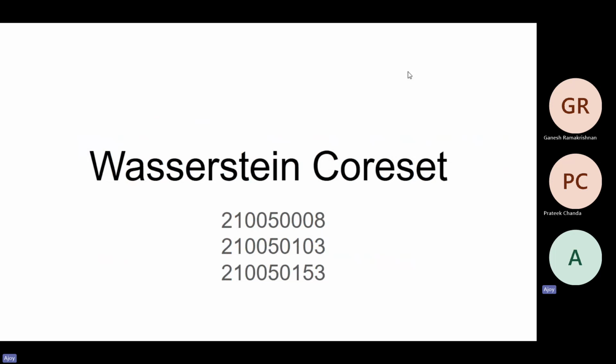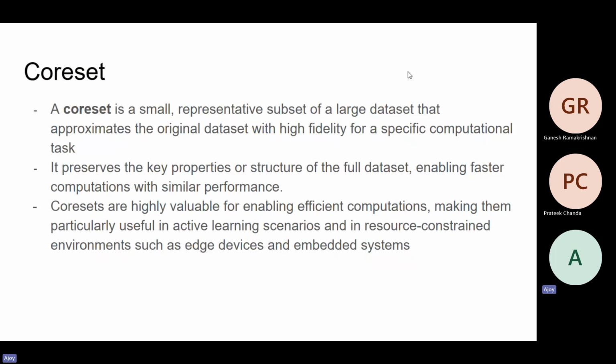So today we'll be presenting on Wasserstein Coreset. I'm Harshit, he is Shasmith and Saketh. So Coreset is a small representative of a large data set without losing much information. It can be helpful in reducing training time.